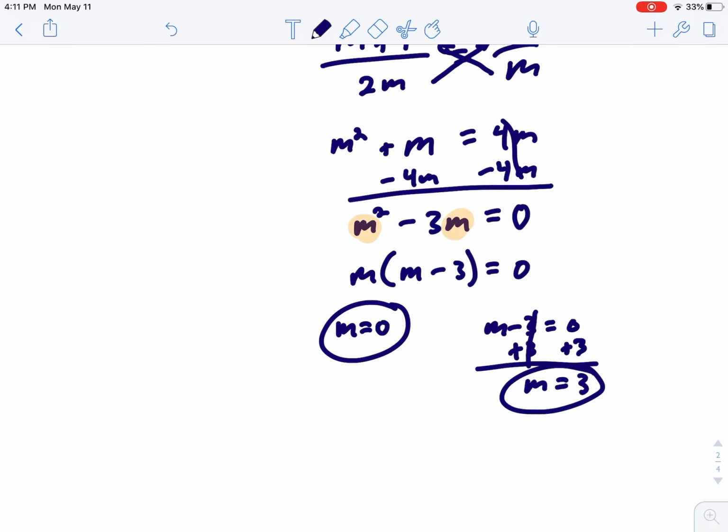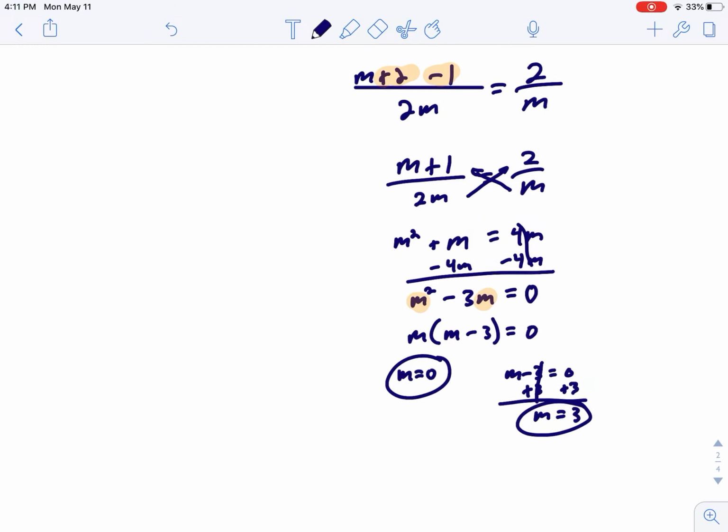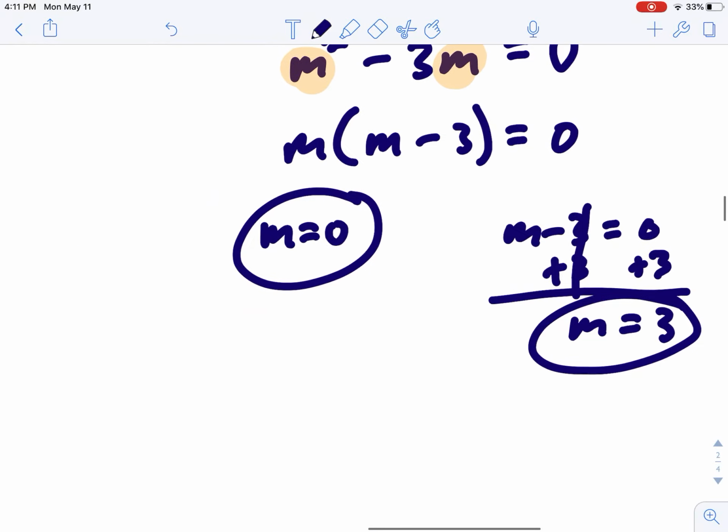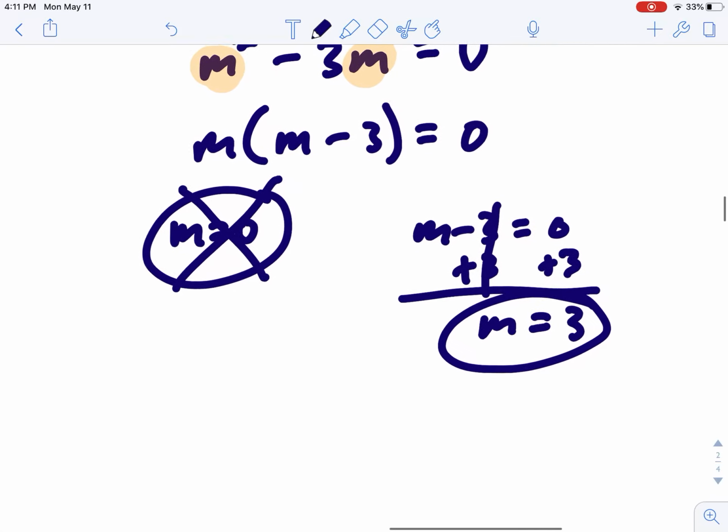Is either of those extraneous? Now, technically, I suppose we should be plugging in the 3 to make sure that works, but it's not going to be undefined if we do that, so there's really no risk there. But if we plug in a 0, go back to the original problem, if I make this a 0, I have 2 divided by 0, can't do it, can never divide by 0, undefined. So again, that's our extraneous solution.